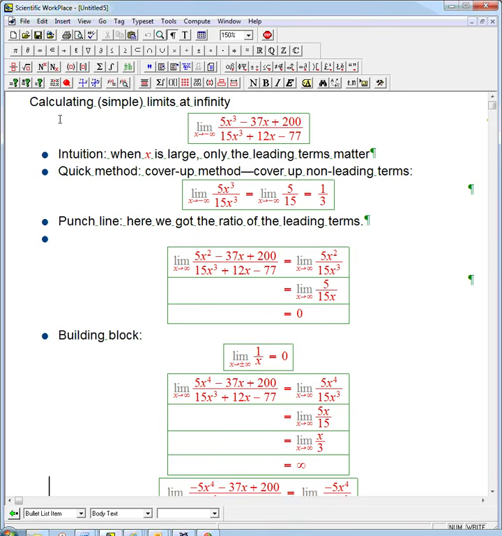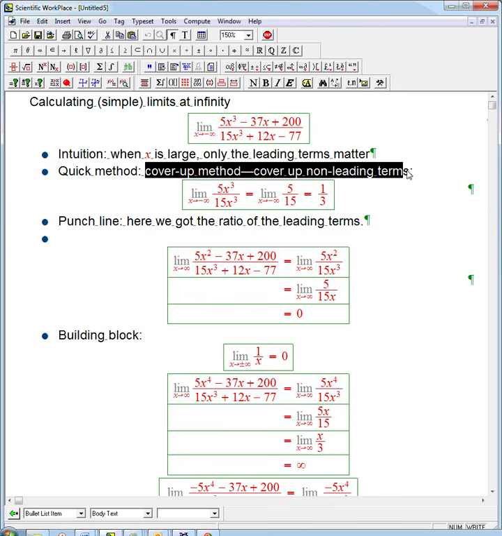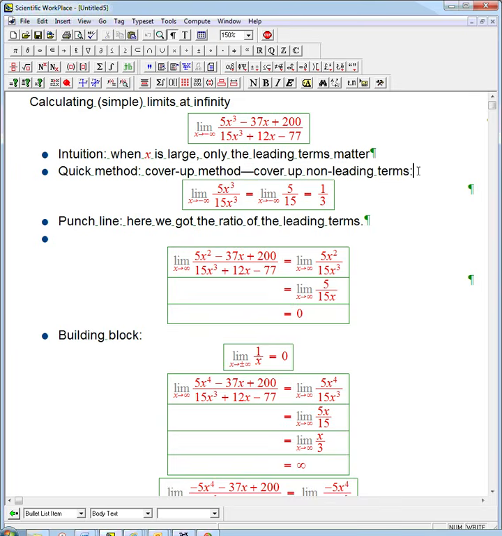This is a follow-up to the calculating limits at infinity video, and I want to justify this cover-up method, where we just cover up the non-leading terms. One big warning, okay, right here.